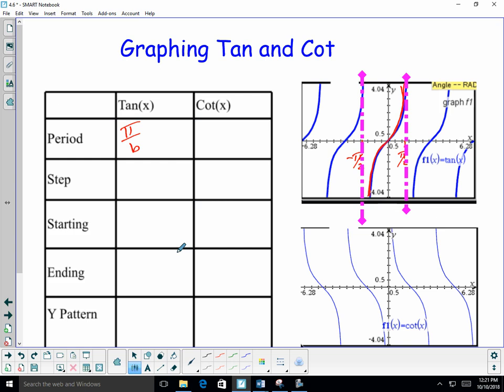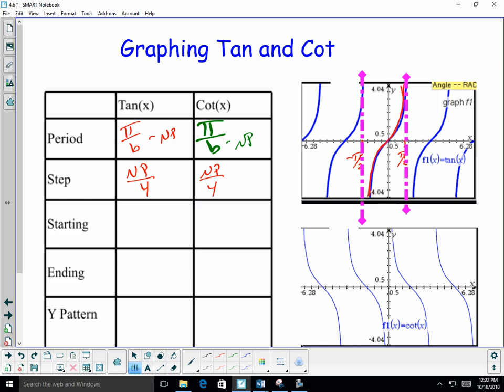So my period for both cotangent and tangent will be pi. Both of them I will divide by b to find what my new period is. Again, I'm going to call that the new period. To find my step, I'm going to take whatever that new period is, and divide it by 4.